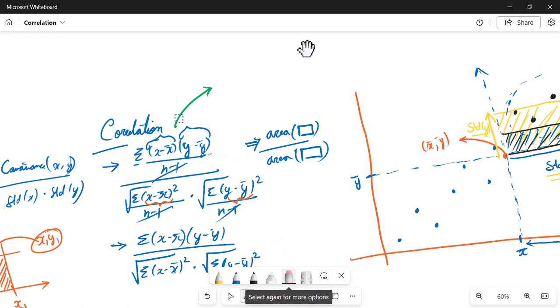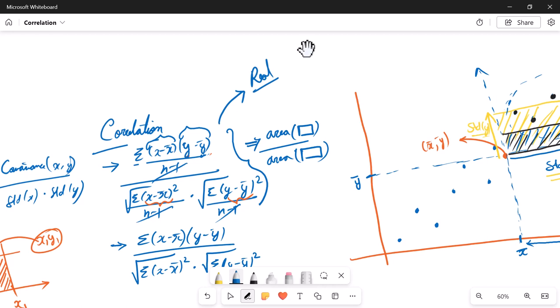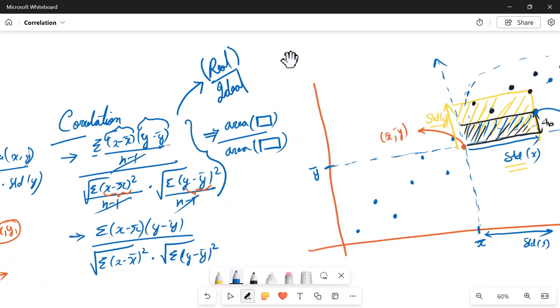Now, before moving on to the denominator rectangle, I want you to think of this particular formula as being the ratio of a real versus ideal case. Why am I saying it that way? Because we have discussed that the numerator is the real part of this formula, because the numerator is taking into account each and every point that we have in our data set. Based on that, it is giving us the position of an average point in the data set, right? And why am I saying that the denominator is an ideal case?